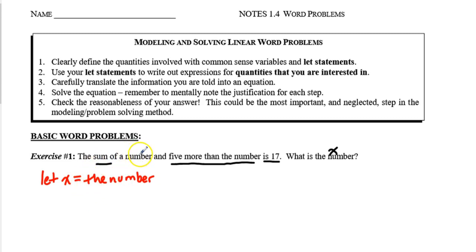Okay, so the sum of a number. Sum means add, right? Maybe we just make a little note. And 5 more than a number. So 5 more than, that means the number plus 5, right? So we start with a number, which we called x, plus 5 more than the number. So another x plus 5. Okay, that's the 5 more than the number. Is, okay, so that's going to be our equal sign, is 17.